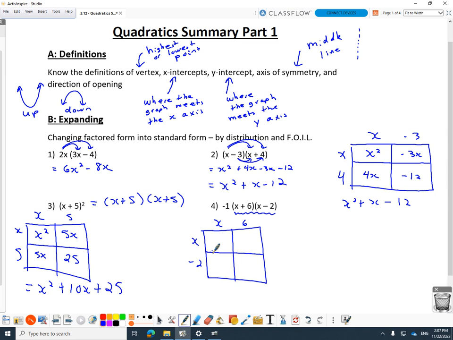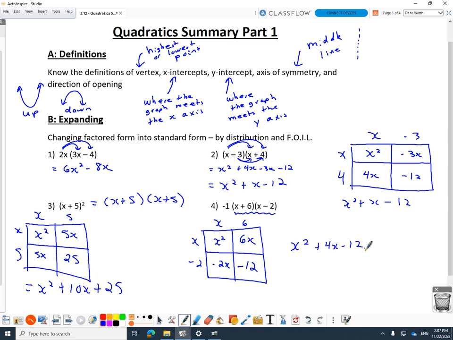X times x is x squared. 6 times x is 6x. -2 times x is -2x. And -2 times 6 is -12. Some people wrote 4 there because they added those together. So the answer here is x squared plus 4x minus 12. That was the answer in the quiz.